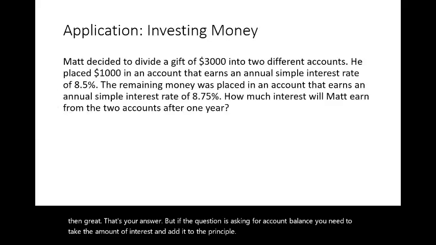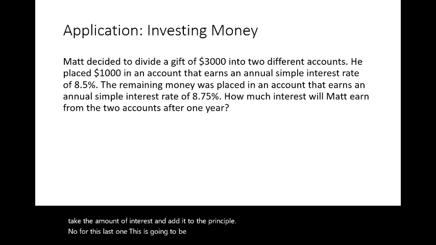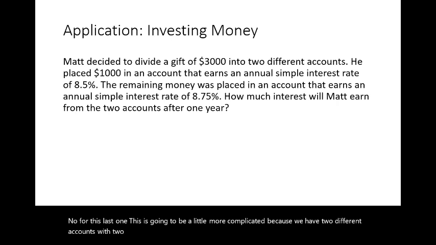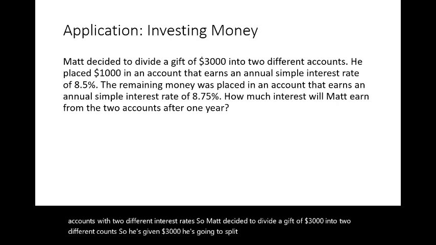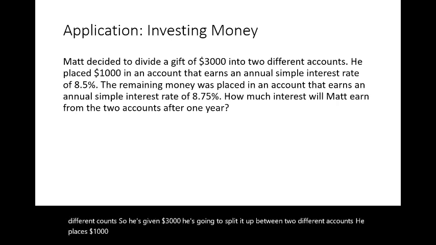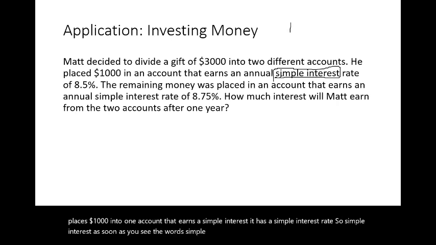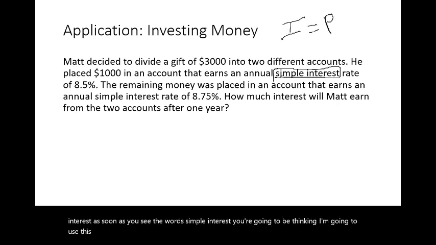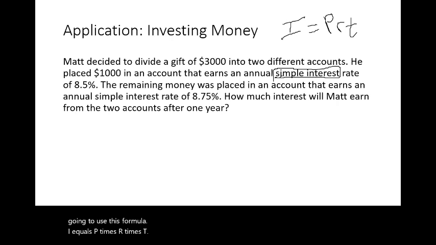Now this last one's going to be a little more complicated because we have 2 different accounts with 2 different interest rates. So Matt decided to divide a gift of $3,000 into 2 different accounts. So he's given $3,000, he's going to split it up between 2 different accounts. He places $1,000 into one account that earns a simple interest. It has a simple interest rate, so as soon as you see the word simple interest, you're going to be thinking, I'm going to use this formula, I equals P times R times T. That has a simple interest rate of 8.5%.